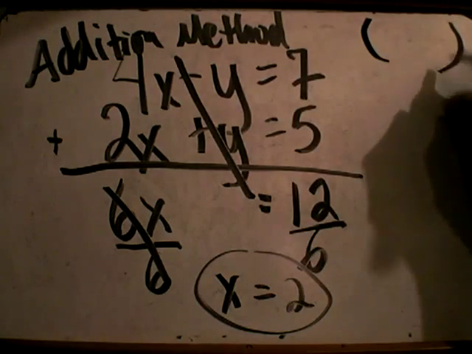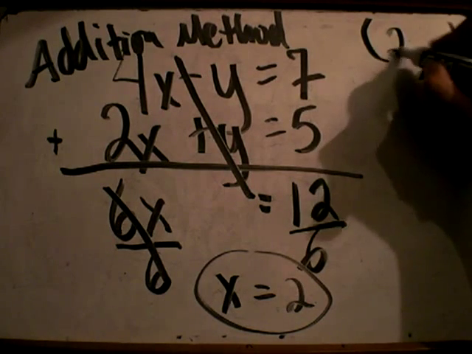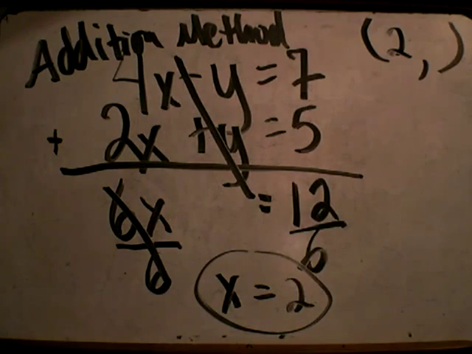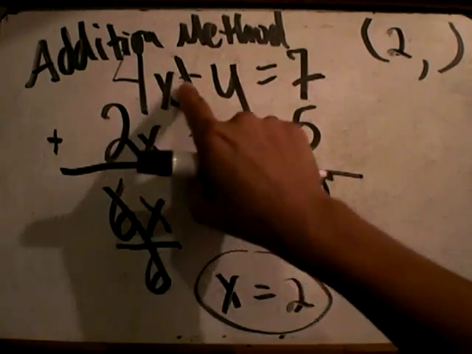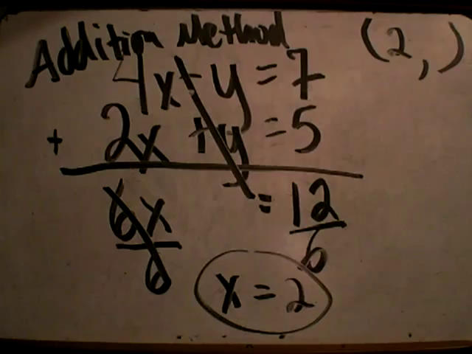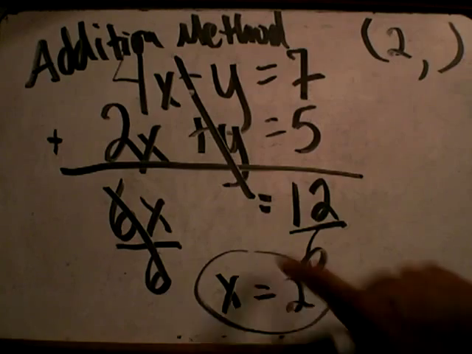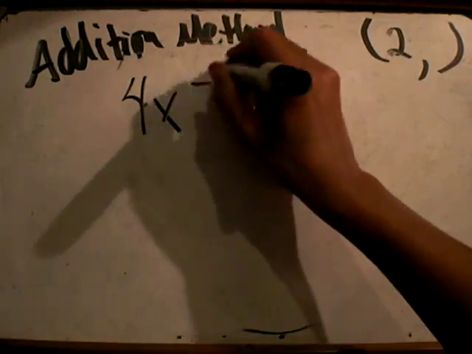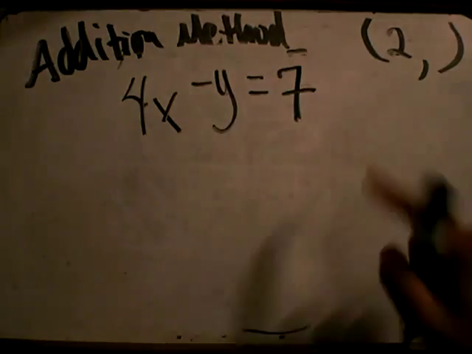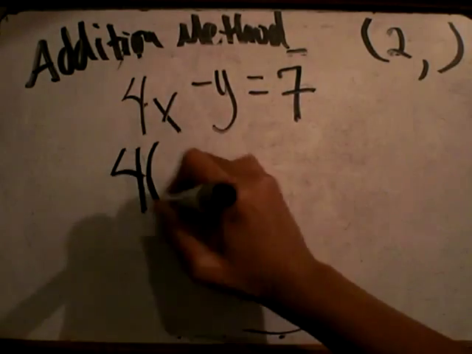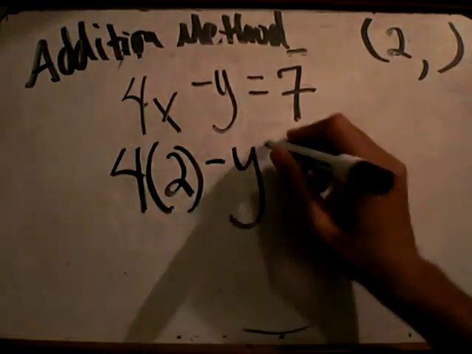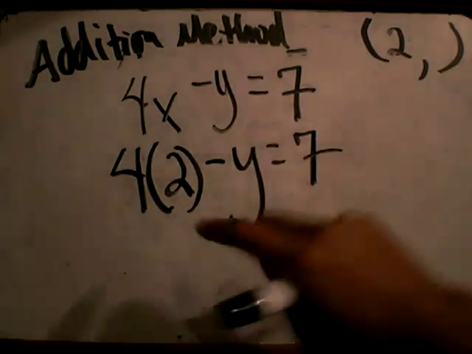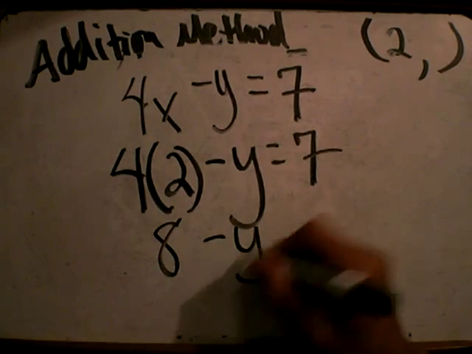We know that x equals 2, but we still have to solve for y. That's easy. You can take either one of these equations. I'll pick the top one, and then plug in the 2 for x. I'm going to rewrite that. It was originally 4x minus y equals 7. I'm going to plug in that 2 for x. So 4 times 2 minus y equals 7. So we've got 8 minus y equals 7.